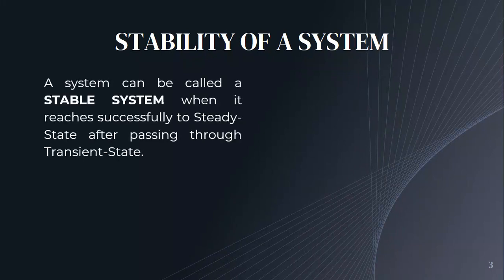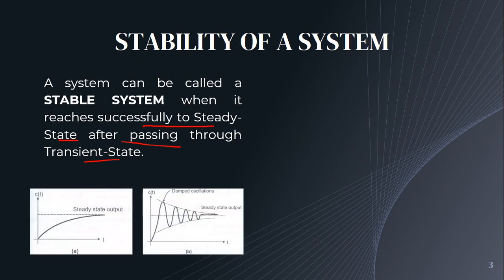A system is said to be stable when it successfully reaches a steady state after passing through a transient state. Say I have a system like this, where the response up to here is known as the transient response, and after a certain point of time I get some steady state output. Similarly, in the case of damped oscillations, even though the system has some damped oscillations, after a certain point of time I reach a steady state where I get some steady state output.